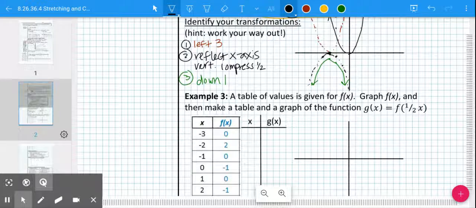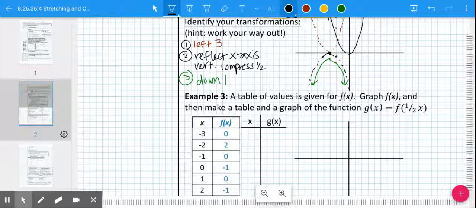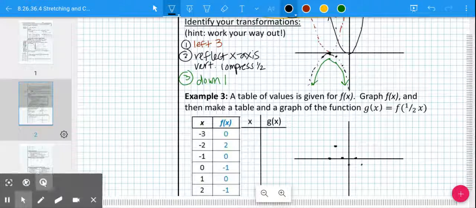What I'd like you to do first is pause this video to make your graph based on those points. So plot those points and connect them. And once I have the points plotted, I'm going to go ahead and connect them.